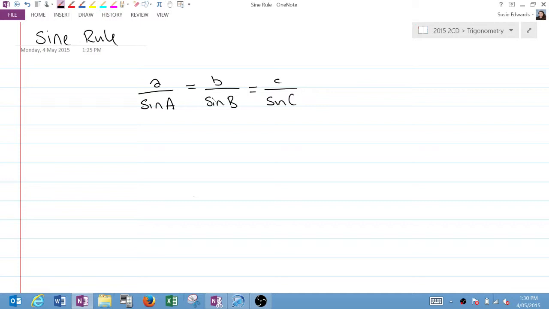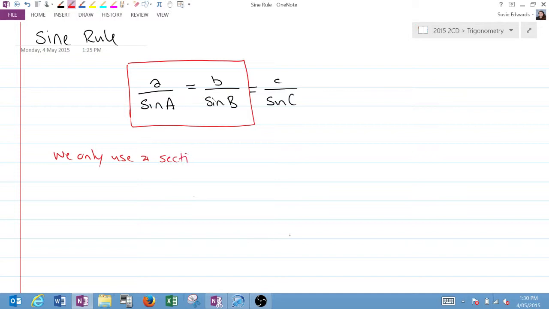So this rule has two equal signs in it. And we don't usually use lots of formulas with two equal signs in it. It's too complicated. So what we do instead is we just use that section of it: a over sine A equals b over sine B. We only use a section of the formula.